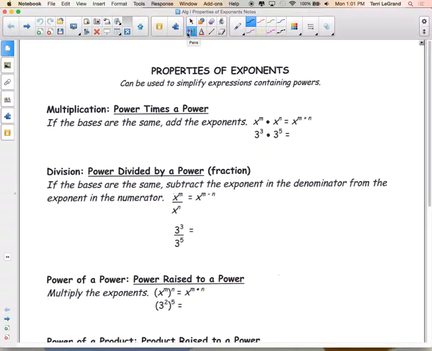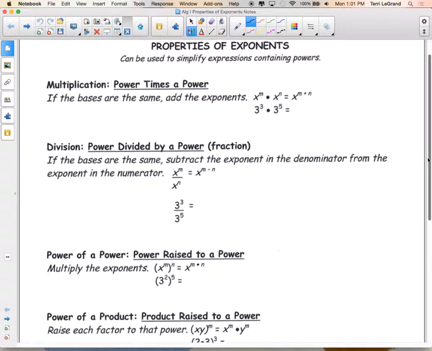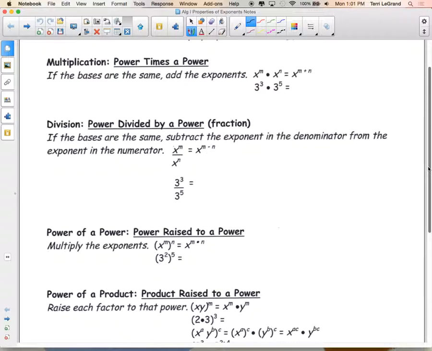Okay, there are 5 properties we're going to go through to help us simplify expressions, whether they are numerical or algebraic, that'll help us simplify expressions involving exponents. So the first one talks about a power times a power. So it's a multiplication problem, and when they say a power, they're talking about something like 3 squared is a power. 4 to the 3rd power is a power. So when we're taking a power times a power, is there a kind of shortcut we can take?